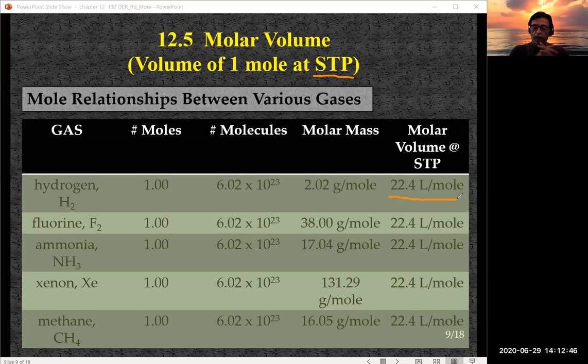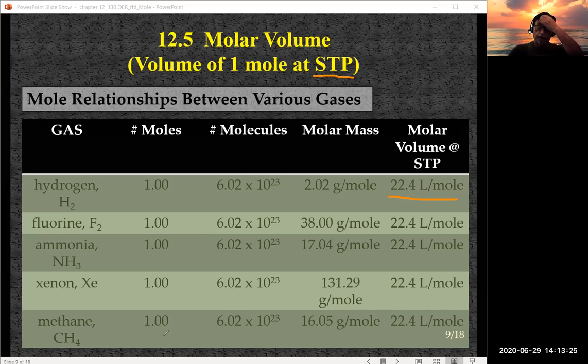That 1 mole of any gas, be it hydrogen, fluorine, ammonia, xenon, methane, has a constant volume of 22.4 liters. Now, they all have a different molar mass, obviously. Hydrogen 2.2 grams per mole, fluorine 38, and etc. But 1 mole, they all have the same number of molecules, Avogadro's number, 6.02 times 10 to the 23rd.